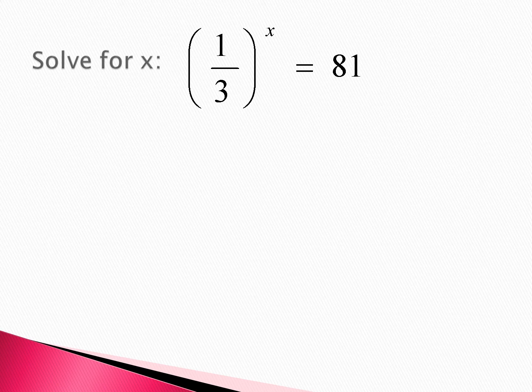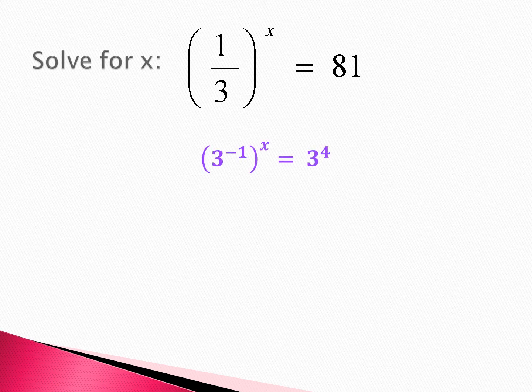Let's look at our next example. They want us to solve for x. Our problem is 1/3 to the xth power equals 81. The first thing I want to determine is, can these both be changed to the same base? 1/3, 81. Well, they're both powers of 3. 1/3 is 3 to the negative 1. 81 is 3 to the 4th. So I do that first. I change them so that they're in the same base.